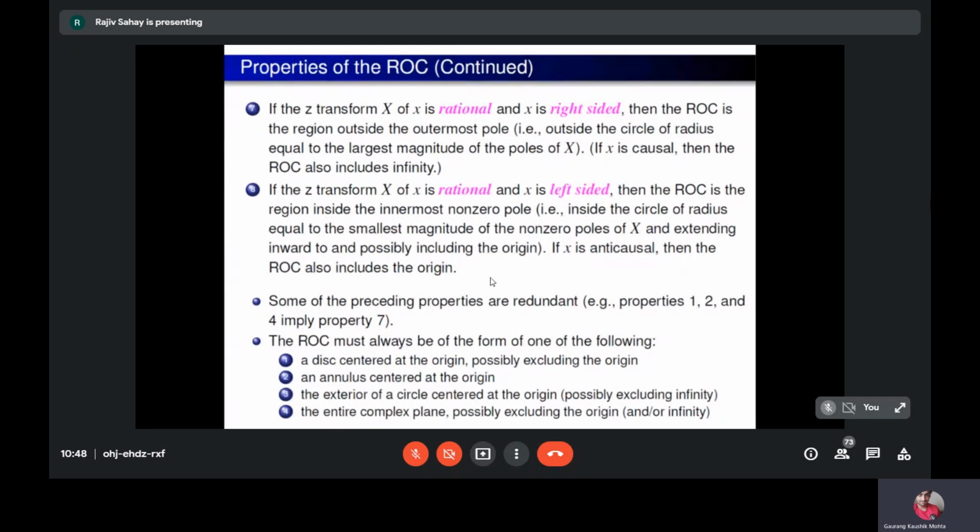So as we had discussed, the ROC can be one of the following forms only: either a disk centered at the origin, possibly excluding the origin, or an annulus, or the exterior of a circle centered at the origin, and the entire complex plane, possibly excluding the origin and or infinity. So I'll illustrate this with some examples, and then the ideas will be more clear.